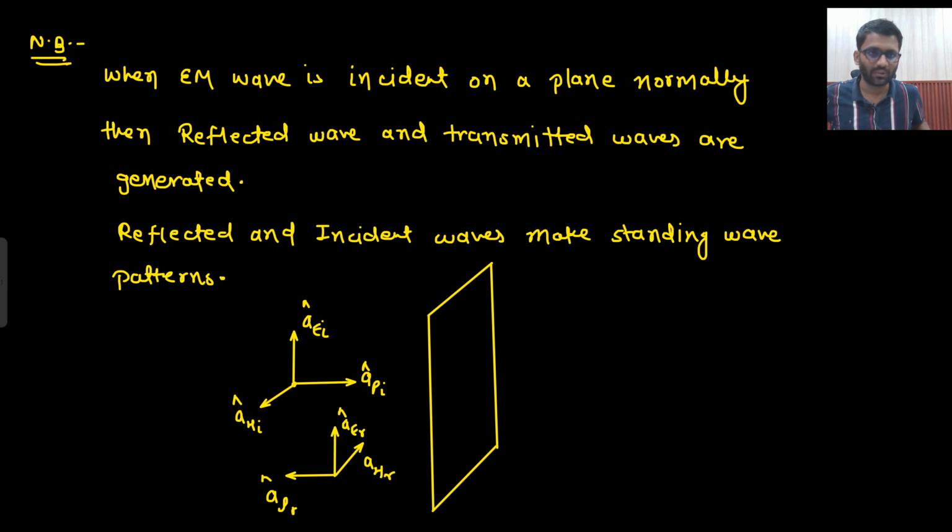So let me take a pause now. I will take a pause, then we will start into EM wave. There will be some incident wave and there will be some reflected wave, and both superimposed will make a standing wave pattern. Is that clear? So let me take a pause and then we will come back.